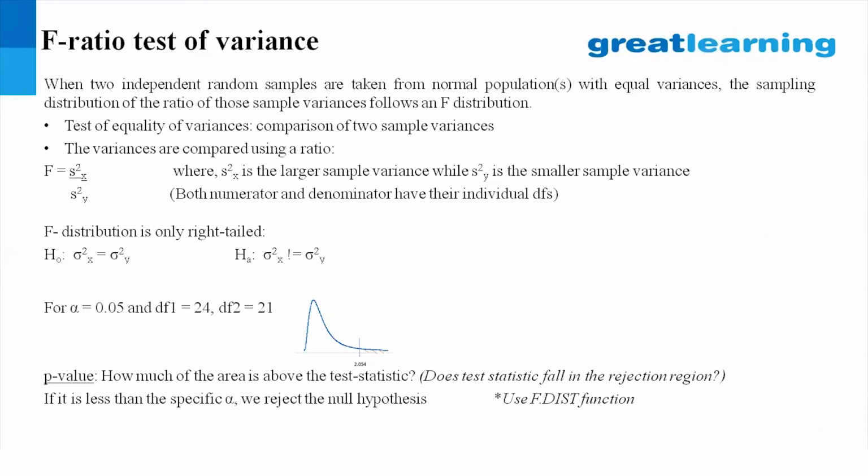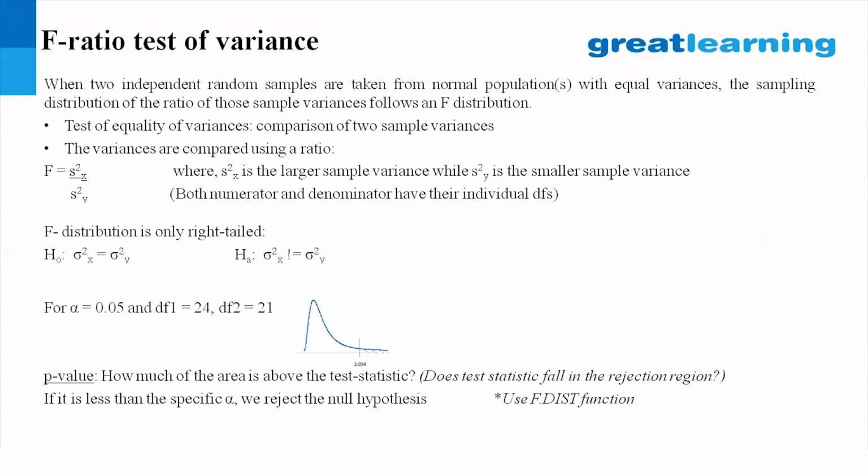If the F statistic value falls in the non-rejection region, which is the non-shaded part of the curve, in that case I fail to reject the null hypothesis. If the F stat value that I calculate is more than 2.054, it falls in the rejection region and I reject the null hypothesis.